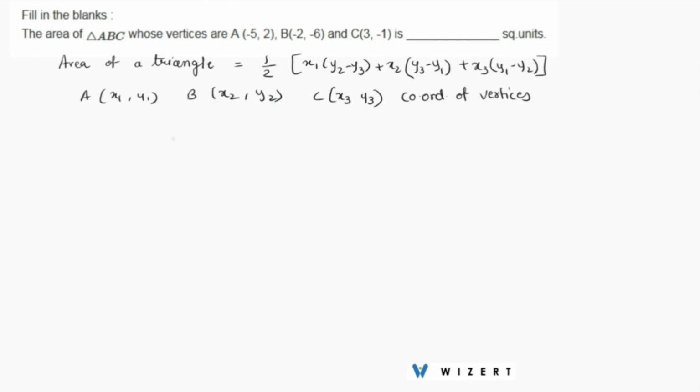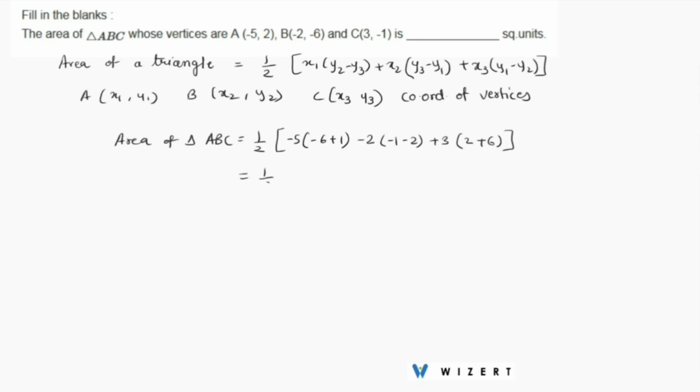So the area of triangle ABC is equal to half multiplied by, x1 is minus 5, y2 is minus 6, y3 is minus 1, minus of minus 1 is plus 1, so minus 6 plus 1, plus x2 is minus 2, y3 is minus 1 minus y1 is minus 2, and plus x3 is 3, y1 is 2, y2 is minus 6, so 2 minus of minus 6 is 2 plus 6.